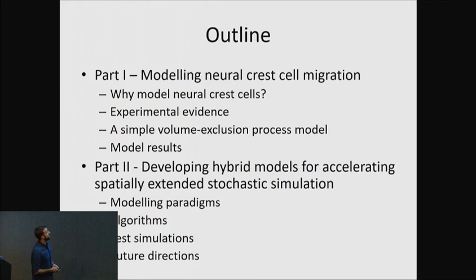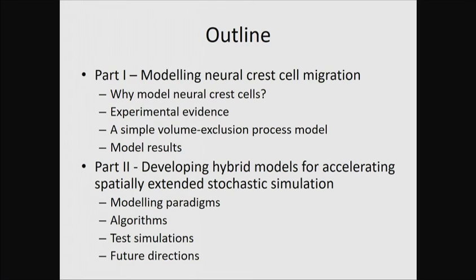So I'll start by giving you a sort of brief outline. I'm going to talk in two parts. The first part is going to be looking at an actual biological application, modelling neural crest cell migration. Talk about what neural crest cells are, why we're interested in modelling their migration, and discuss the experimental evidence that we have in order to parameterize our models.